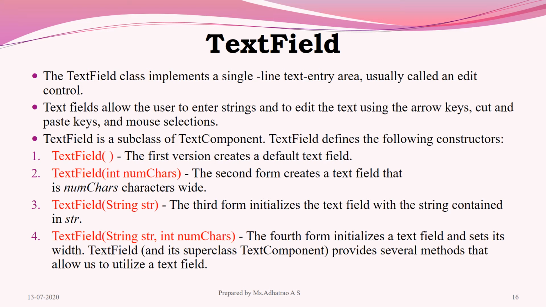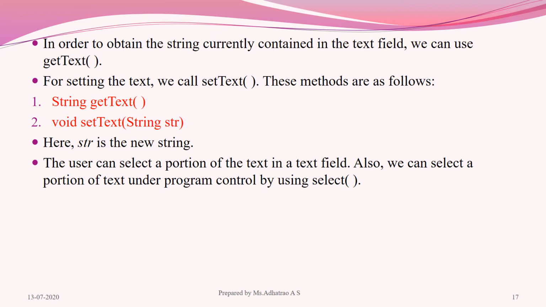TextField provides several methods that allow us to utilize a text field. In order to obtain the string currently contained in the text field, we can use the getText method, and for setting the text we can call the setText method. The methods are defined below: String getText, and second void setText with parameter String str. Here the str is the new string.